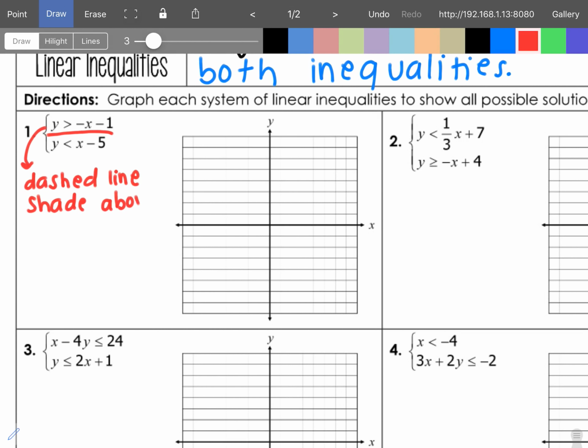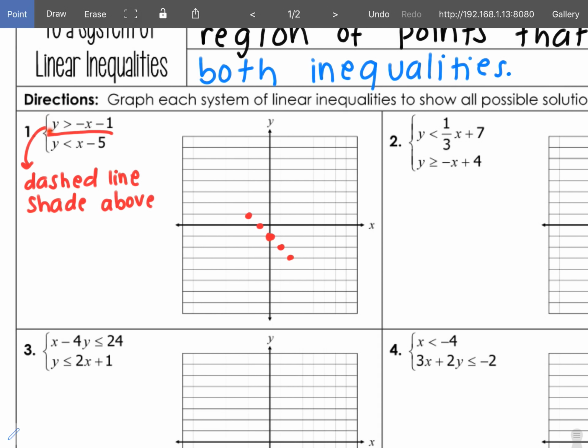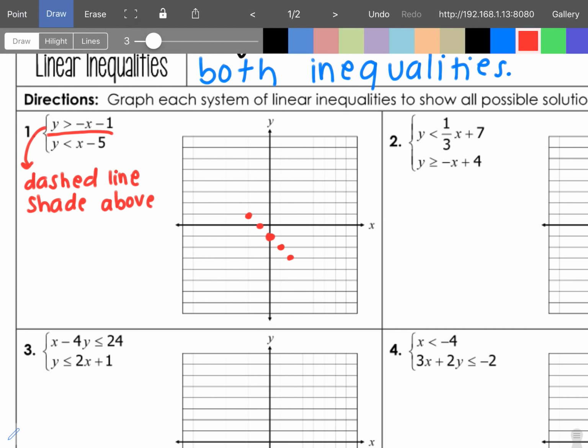So now I can graph it. I just graph it like normal, y equals mx plus b. So the -1 tells me to go down 1 on the y-axis. And my slope is -1/1. So rise -1, run +1. It's kind of hard to see, this graph paper. I'm not sure what happened to it. So that's my red line, my top line, this one right here. That's that line, but I have to do a dashed line and then I have to shade above. So I'm going to do a dashed line, and then I'm going to shade above.